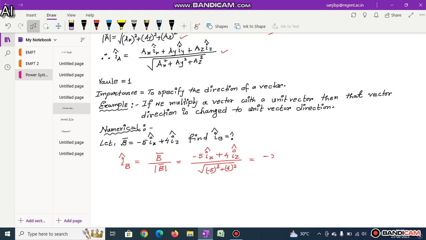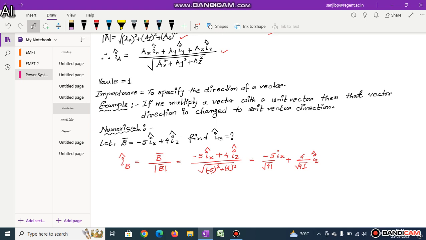So -5 Ix over the root: 5 squared is 25, and 4 squared is 16, and 25 plus 16 is 41, root over 41. Next, plus 4 over root 41 Iz. This is the expression of IB, and this is the formula. Very simple way to calculate.